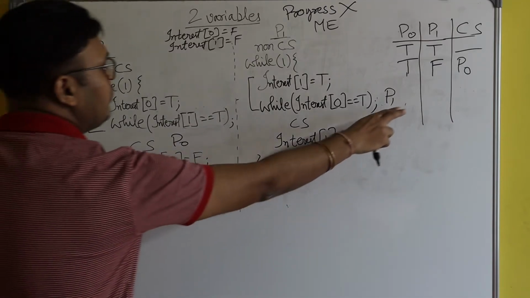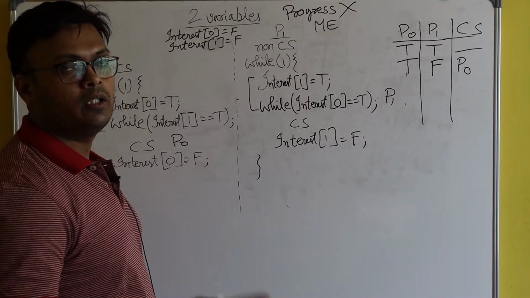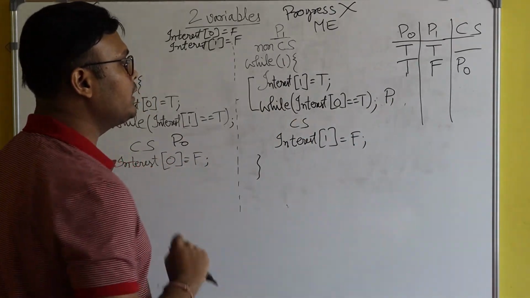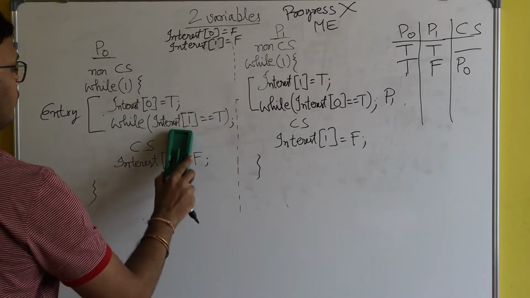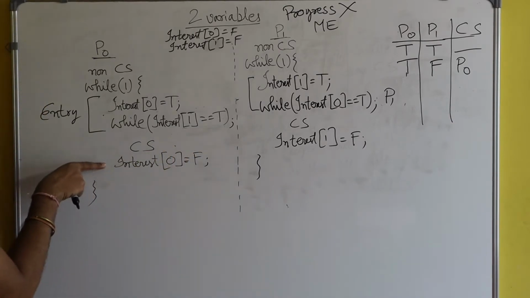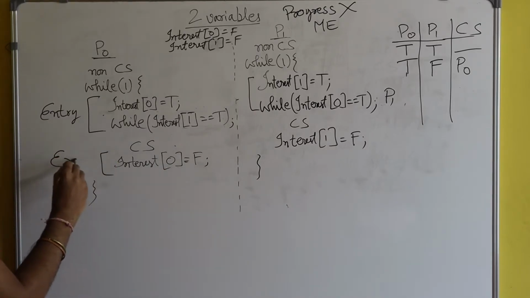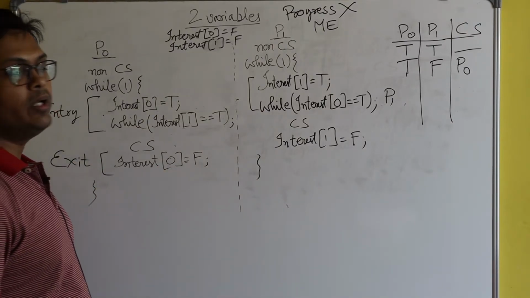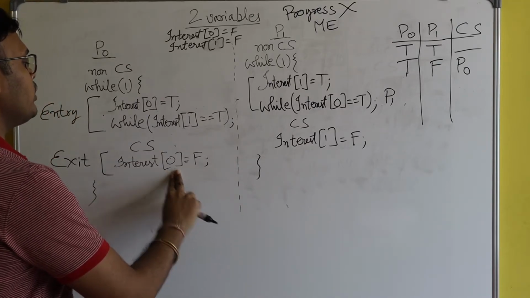So P1 can enter only if P0 is not interested, as I just told you. Suppose the task of P0 is over and P0 comes out from the critical section. Before that, P0 will execute this line: interest 0 is equal to false. This is an exit section code. Interest 0 is equal to false means now P0 is not interested to enter inside the critical section, since P0 has completed its task.